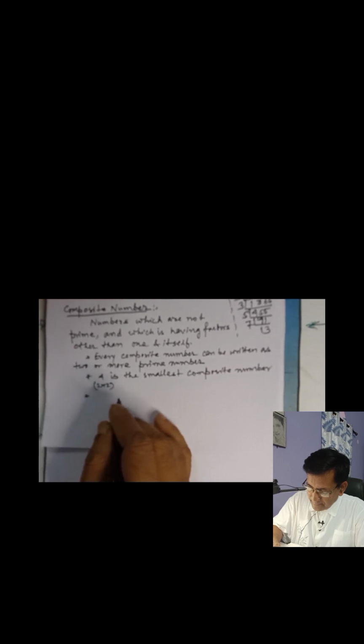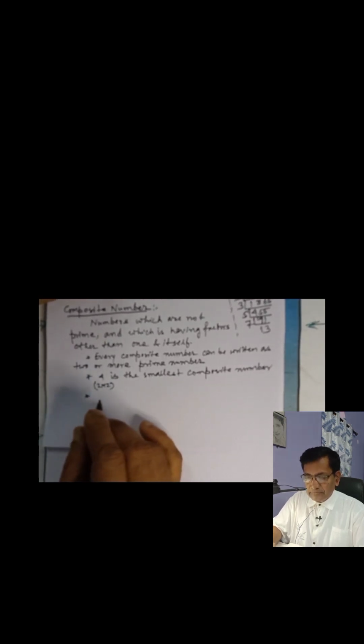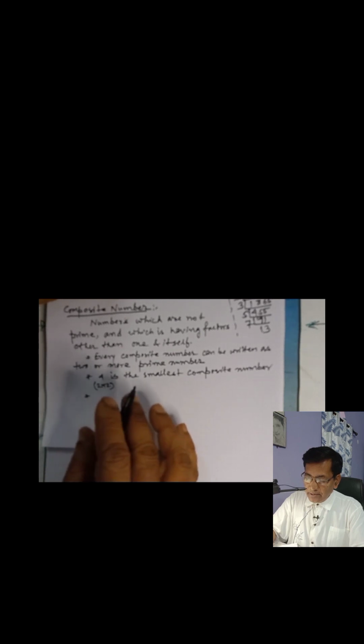Another, 4 is the smallest composite number. Four means 2 into 2. Also, the numbers 0 and 1 are neither prime nor composite numbers.